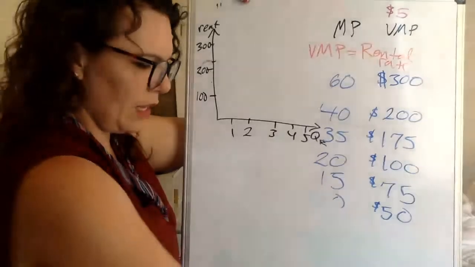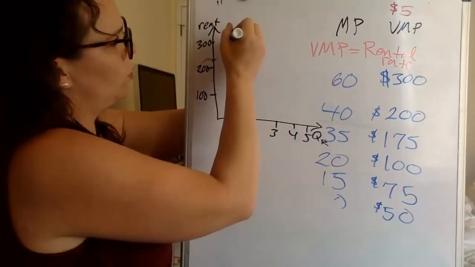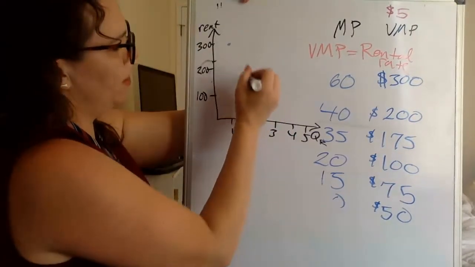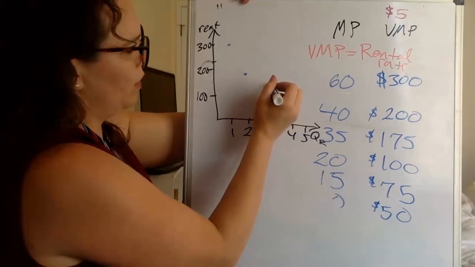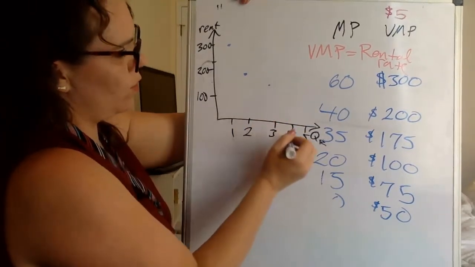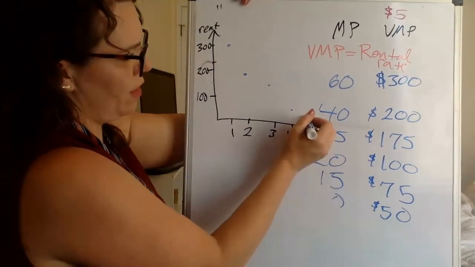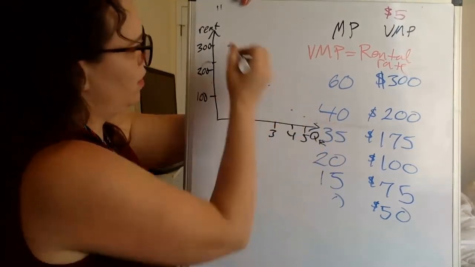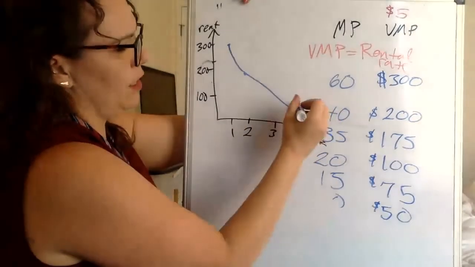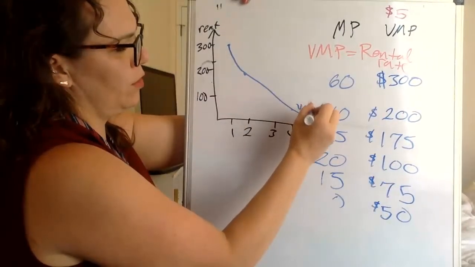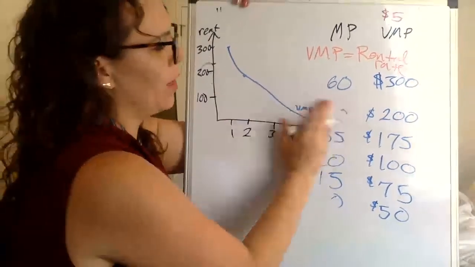And I can plot that curve, right? The first robot gives us $300. Second robot gets us down to $200. It's a pretty steep drop off. Third robot, $175. Fourth robot, $100. Fifth robot, $75. And then the sixth robot is $50. It's going to look kind of like that. And that would be the value marginal product curve, or the demand curve for these robots.